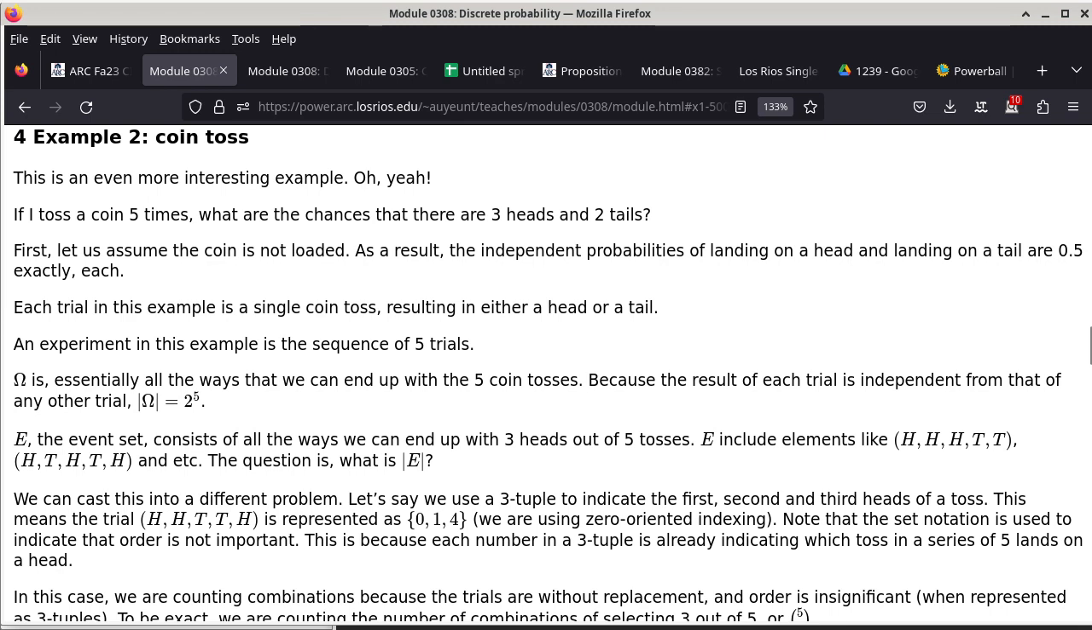And we'll initially assume the coin is not loaded. So that means there's a half chance, or 0.5, that I can land on the head, and also 0.5 of a chance to land on the tail. The experiment in this example is a sequence of five trials, because every single time I toss the coin, it is one single trial. Omega is essentially all the ways that we can end up with the five coin tosses. Because the result of each trial is independent from all of the other trials, the cardinality of omega is 2 to the power of 5.